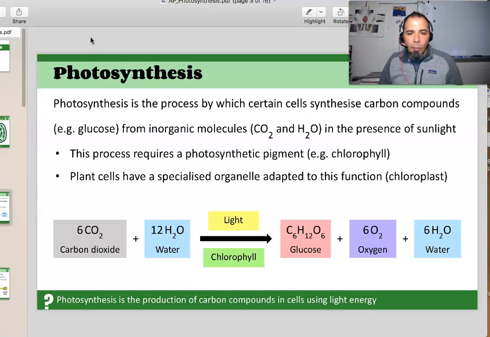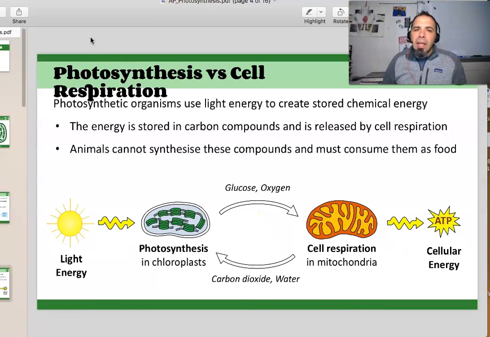And so if we look at the formula, we've got carbon dioxide plus water with the light coming in, right? Because it's an endergonic reaction, and chlorophyll will produce glucose, oxygen, and water. And so we talk about photosynthesis versus cell respiration. Photosynthetic organisms use light energy to create stored chemical energy. So the energy is stored in carbon compounds that's then released by cell respiration.